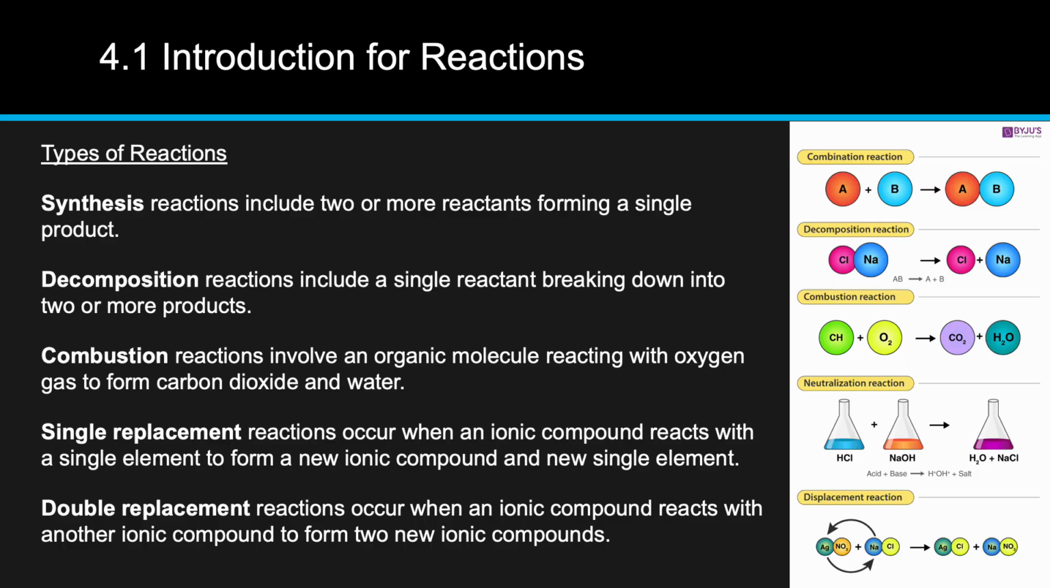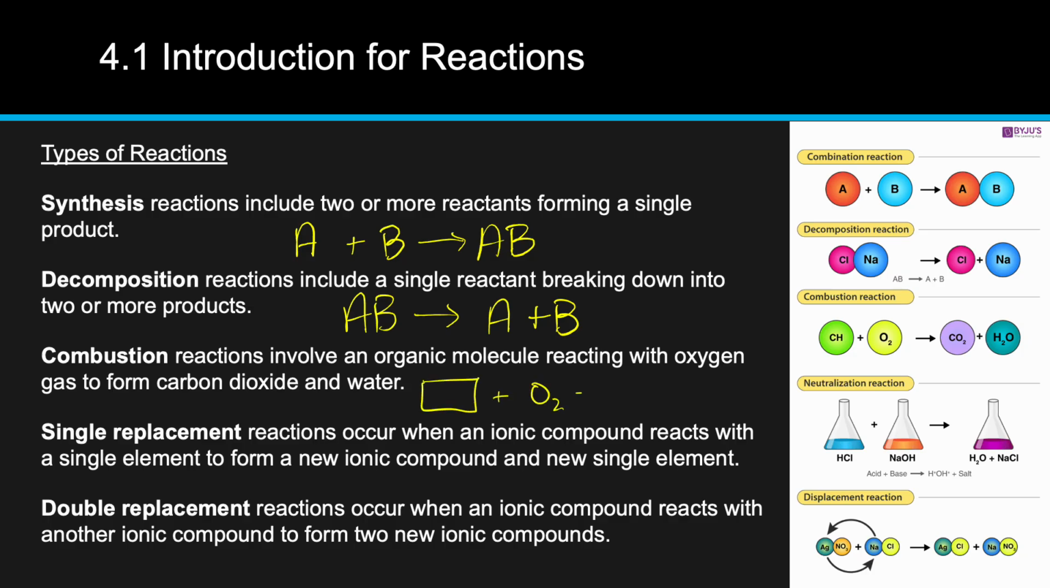These are the 5 main types of chemical reactions that you should recognize at this point in AP Chemistry. The synthesis reaction is going to combine 2 or more reactants to form a single product, whereas a decomposition is the opposite of this. It's going to take a single reactant and break it down into 2 or more products. Then we have a combustion reaction. Typically, these are going to involve an organic molecule reacting with oxygen gas to form carbon dioxide and water. So we typically have our hydrocarbon reacting with oxygen gas to form carbon dioxide and water.